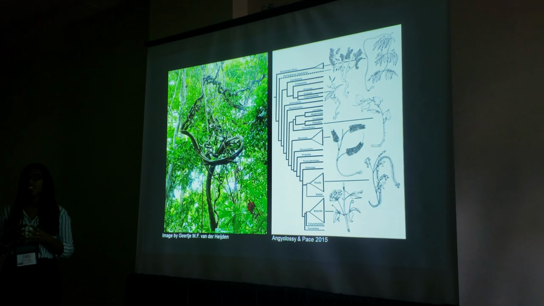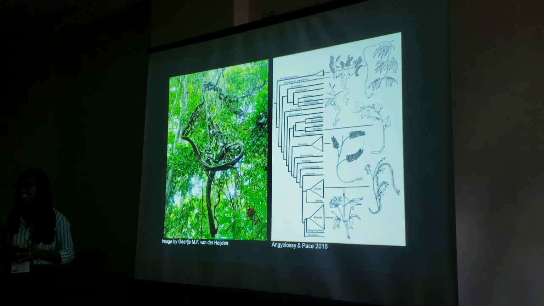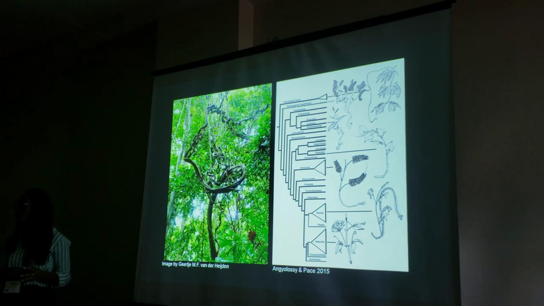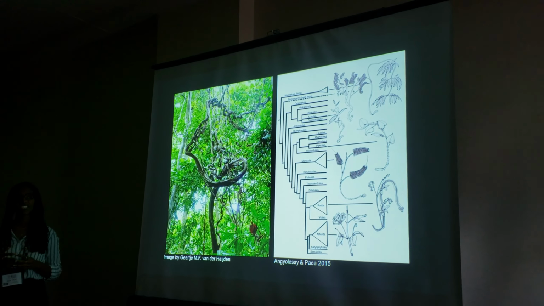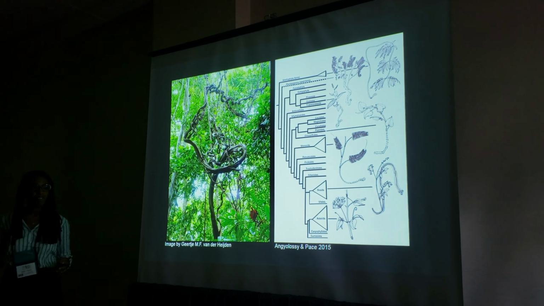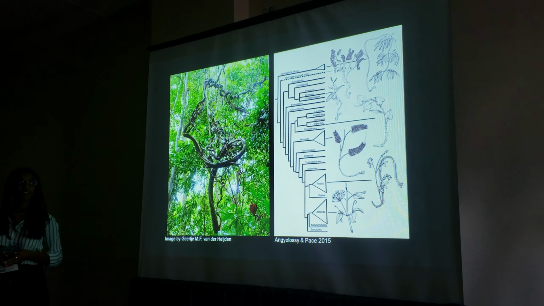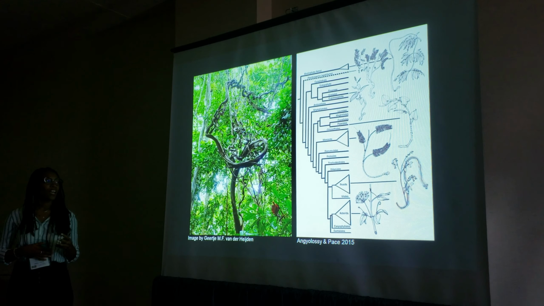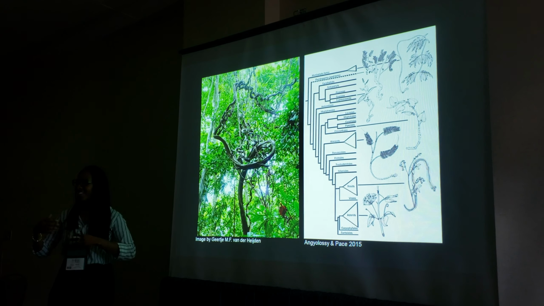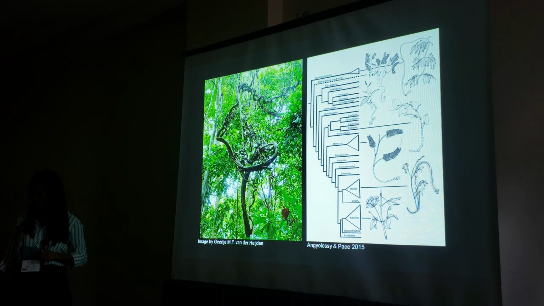And we understand that lianas do not form a monophyletic group. They're not a lineage, they're not a family. It's just a growth form that's evolved multiple times across the vascular plant phylogeny. So we have it in ferns, we have it in gymnosperms, we have it multiple times in angiosperms. The term woody, using it here sensu lato.